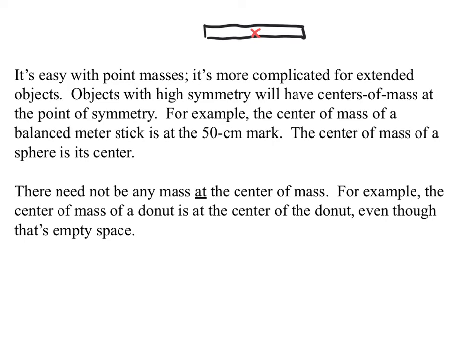For instance, the center of mass of a donut, if we think of, not the world's best picture of a donut, that was pretty bad. The center of mass of the donut is at the center of that torus, even though there's no matter there, even though that's empty space. So be careful, because the center of mass describes where the average mass would be, but there might not be a mass at that point.